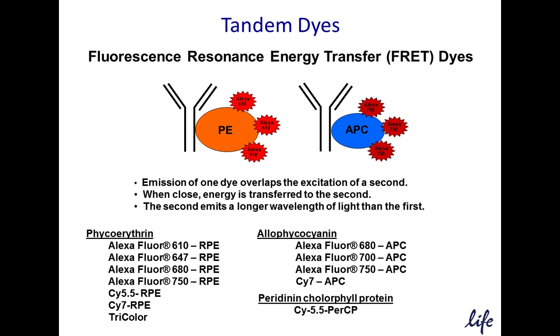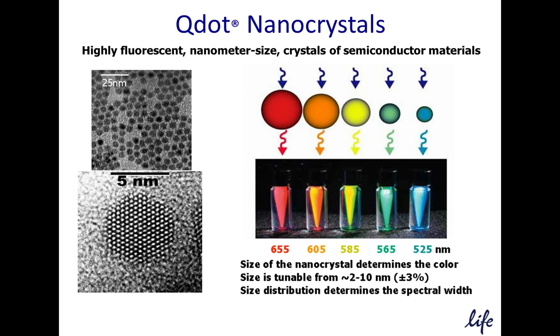There are some disadvantages to using tandems as well. They are very photosensitive. So this means that the storage is critical, and you do need to minimize exposure to light during cell labeling and acquisition. Tandems can be easily dissociated, and the donor dye fluorescence can escape, which makes compensation more difficult. And finally, lot-to-lot variation is high, so it is recommended that the same lot of tandem dye be used for compensation purposes.